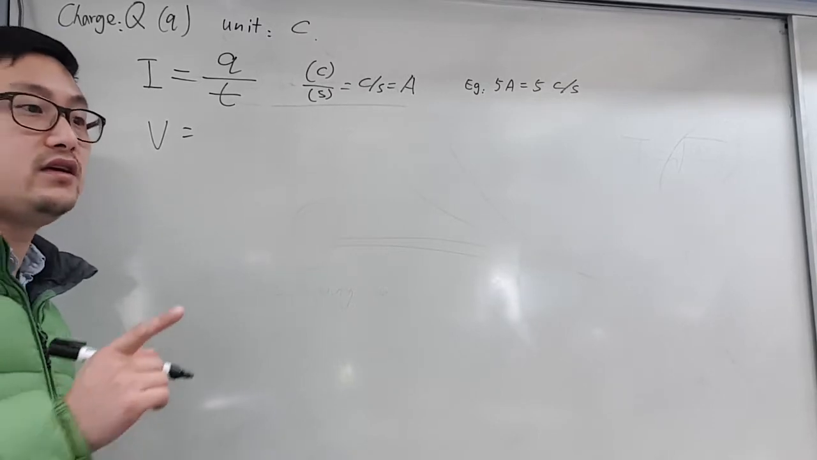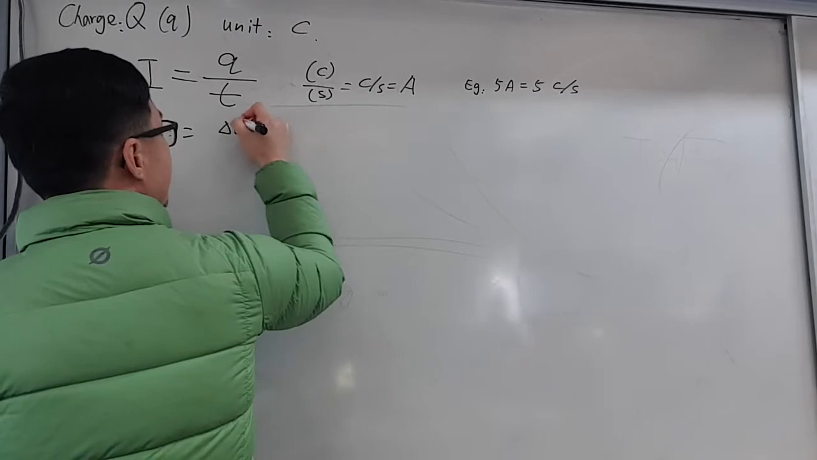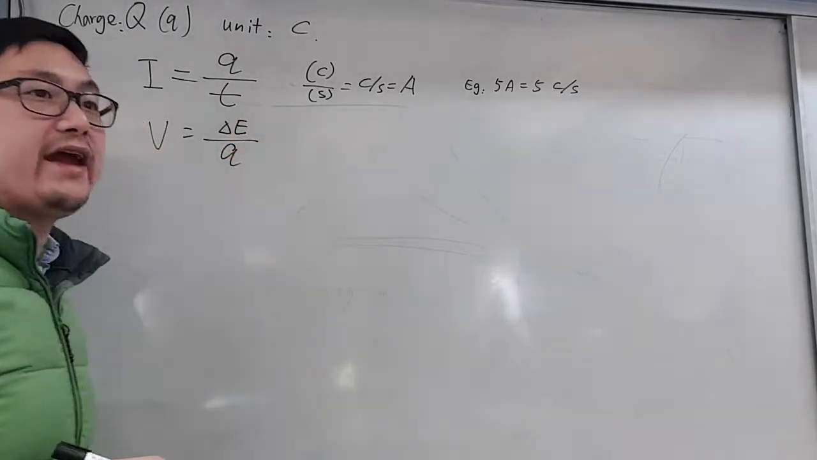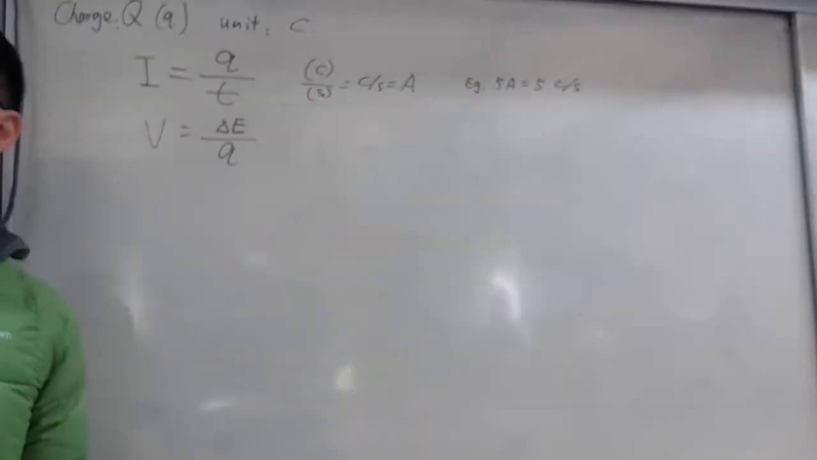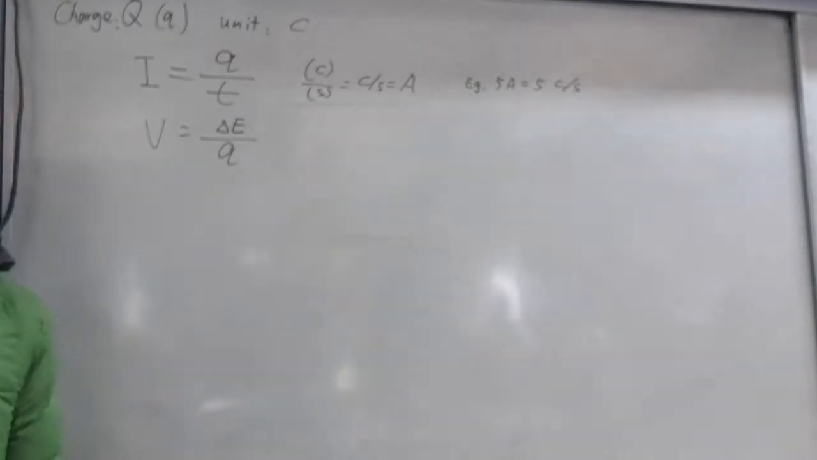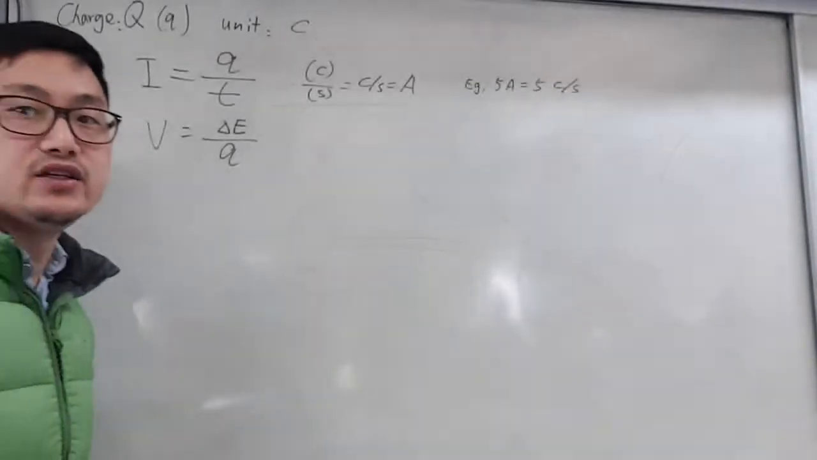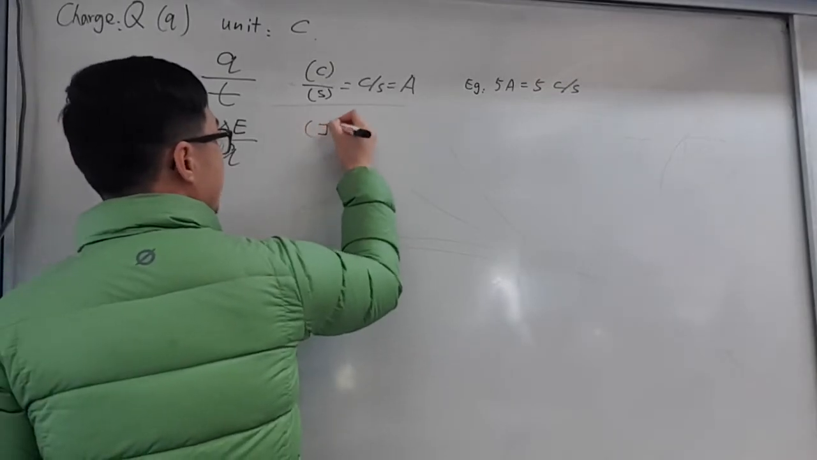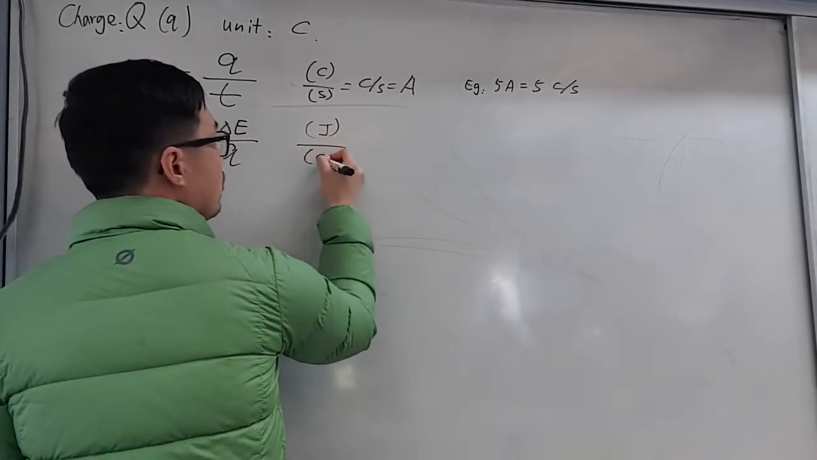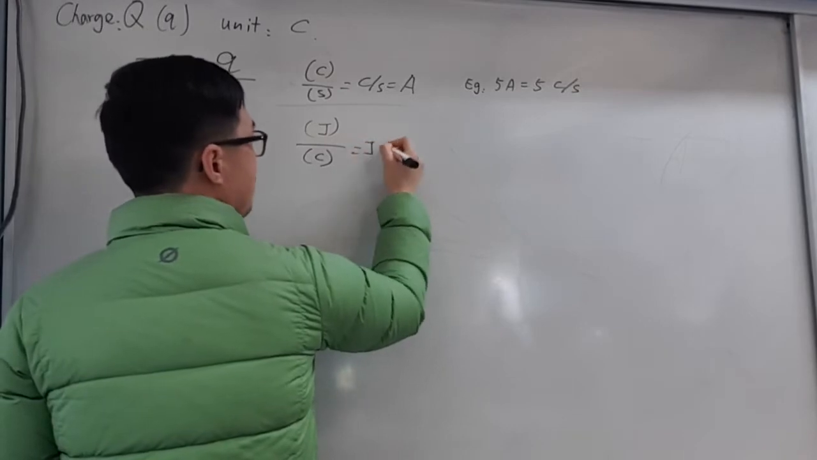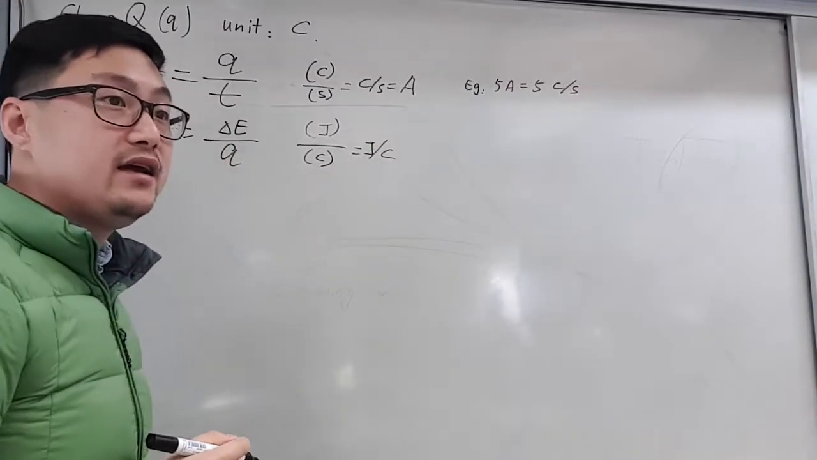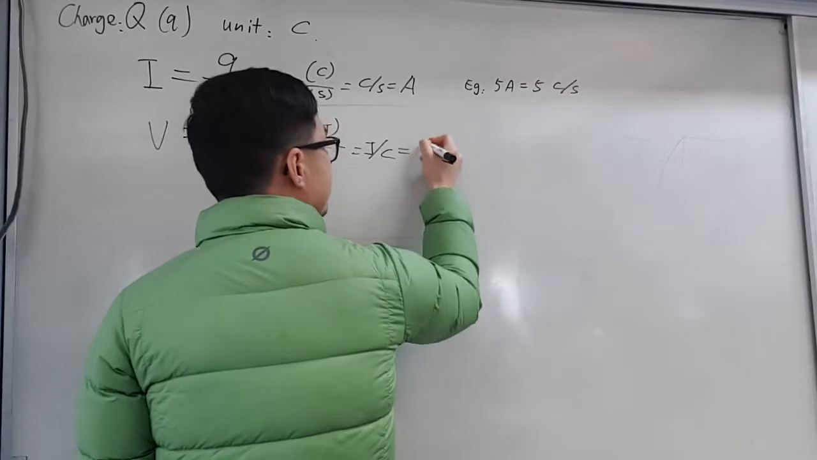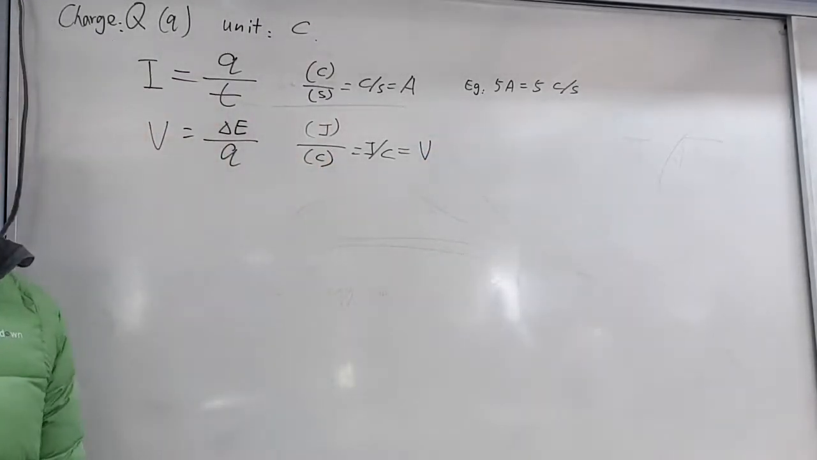How much energy one can... Yeah. So how much energy 1 coulomb of charge gains or loses? Okay. If it's a battery, you're gaining energy. If it's a light bulb, you're converting electrical energy to light energy and heat energy, right? Okay, so then let's look at the unit. The unit is going to be joule per coulomb, right? And joule per coulomb, I give it a new name. I call it volts, right?